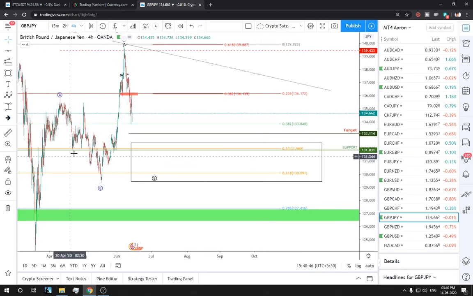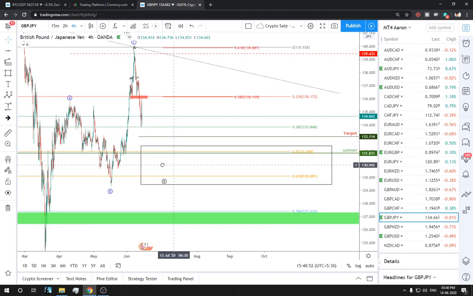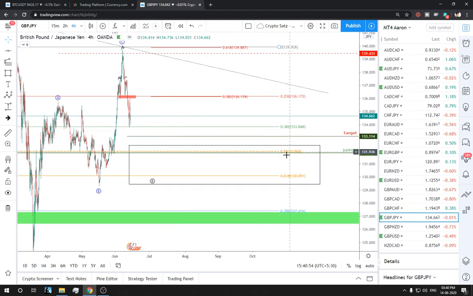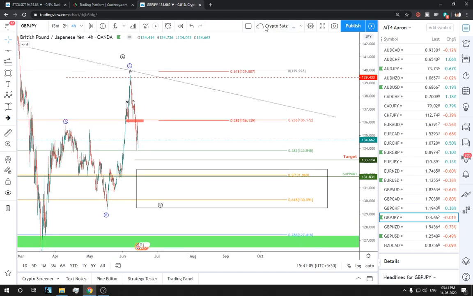There's a good support out here, you can see here. It has been respected a lot of times, so I would look to long around this range, which is the 0.5 fib ratio, and the stop loss would be below the 0.786, and support for the targets as I mentioned before. So that's it for GBPJPY.